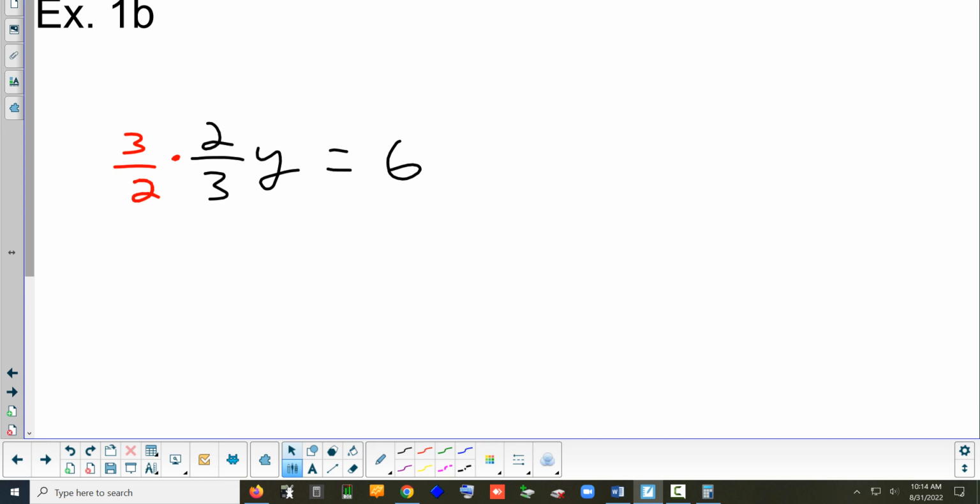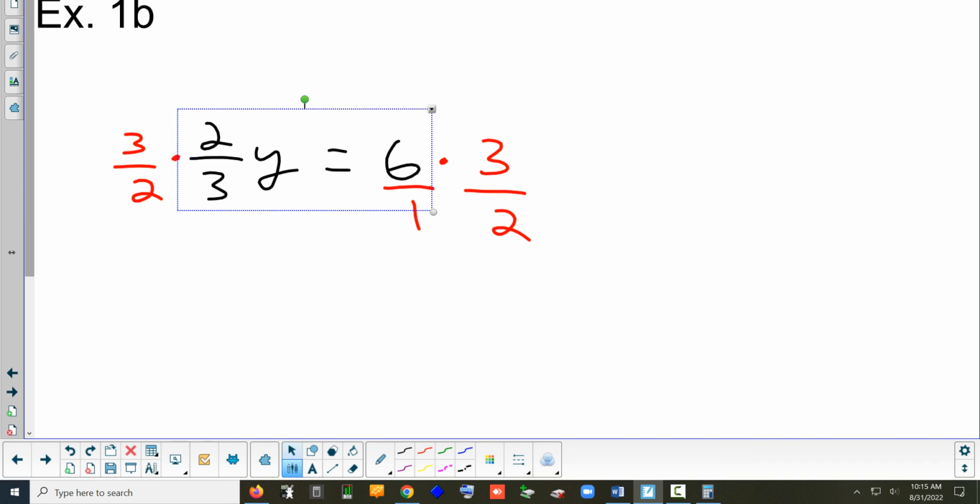3 over 2. And now we're going to do the same thing on this side. Times 3 over 2. Now, the 6 wasn't a fraction. But if you wanted to make it one, because you have another fraction that's next to it, how can you make 6 a fraction? Yeah? You can put 6 over 1. Now, let's simplify what we have.